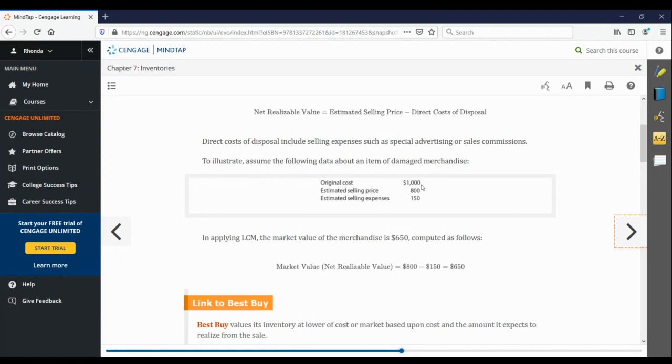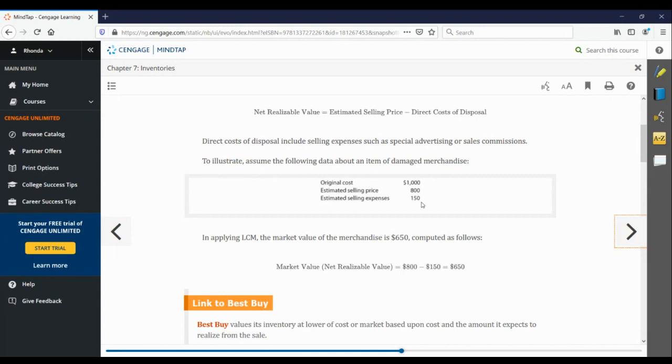So we have to figure out an estimated selling price for that merchandise. The estimated selling price that they came up with for this example is $800. They've also determined that in order to get this damaged merchandise to sell, they've incurred some selling expenses that are related to that damaged merchandise.